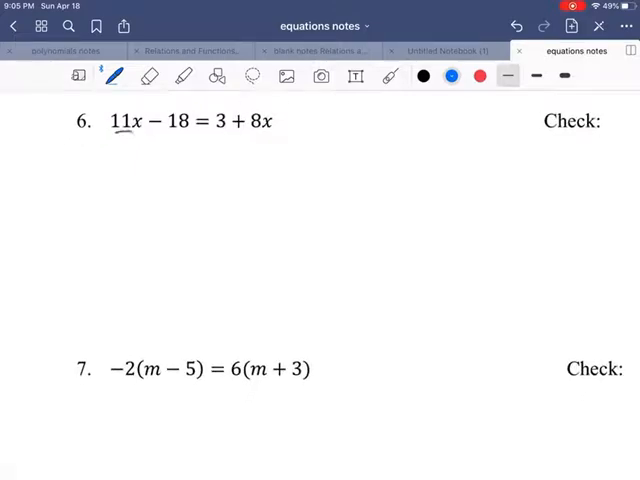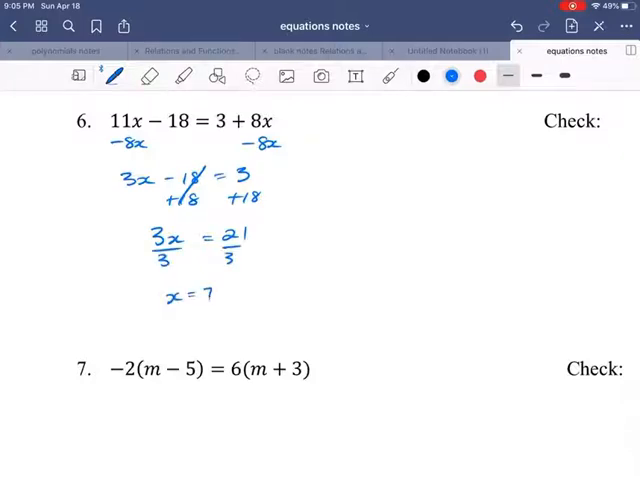This example, we have 11x on the left side and 8x on the right side. So 8x is less. Let's subtract 8x. So we end up with 3x minus 18 equaling 3. Add 18 to each side. 3x is equal to 21. And divide by 3, x equals 7.